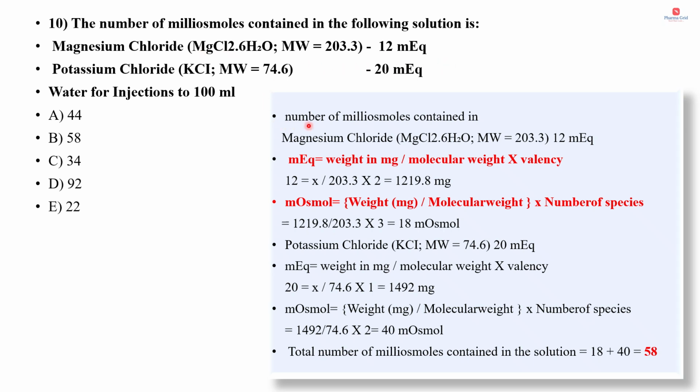Okay, so in order to calculate the number of milliosmoles, first of all we need to calculate the weight in milligram. We know the equation to calculate the milliequivalents, that is equal to weight in milligram divided by molecular weight into valency. So first take the case of magnesium chloride. We know the number of milliequivalents is equal to 12. Molecular weight is given as 203.3.